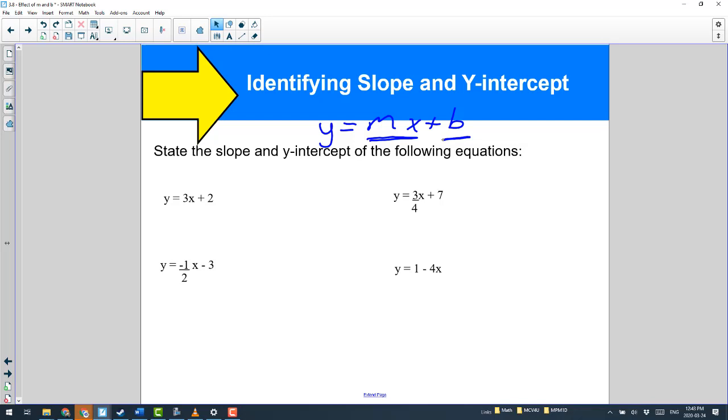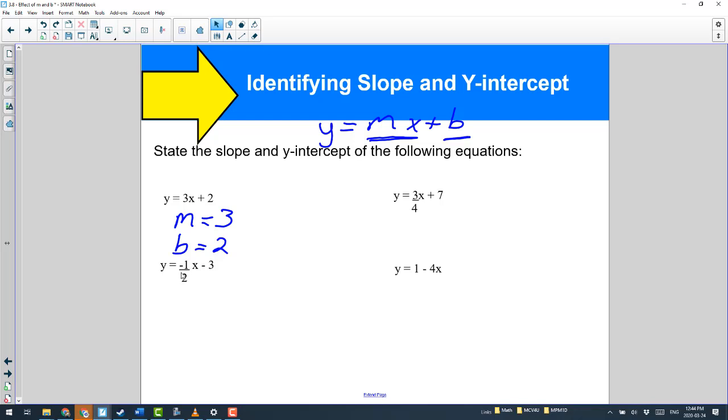In this case, y equals 3x plus 2. We can see that the m value is 3, so we have a slope of 3, and the b value is 2, so we have a y-intercept of 2. It's important to note that our slope is not 3x. That's a common mistake students make. It's the number in front of the x, but we do not include the x itself.